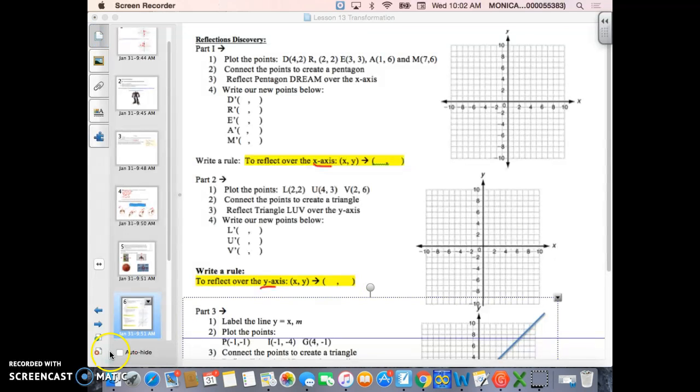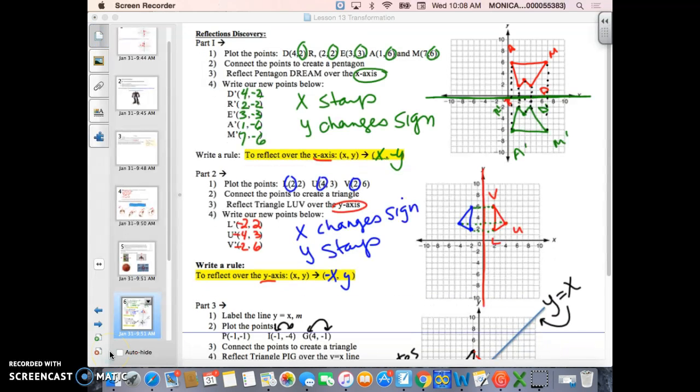Here's what you should have noticed when you did your reflections. Your original image here in red kind of looks like a W, and you're reflecting across the x-axis. I highlighted the x-axis, and it's flipping down. You'll see I've put these dotted lines to show you that your points are going to hit your line of reflection and make a 90-degree angle. So they should all be perpendicular.